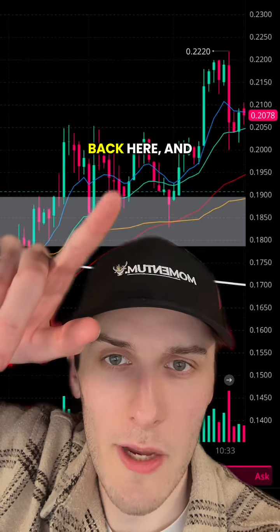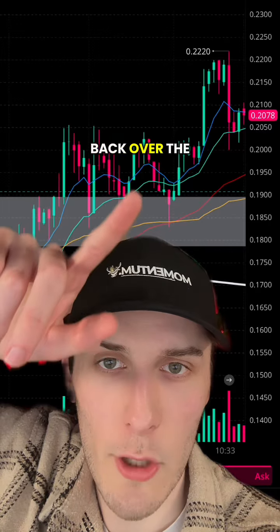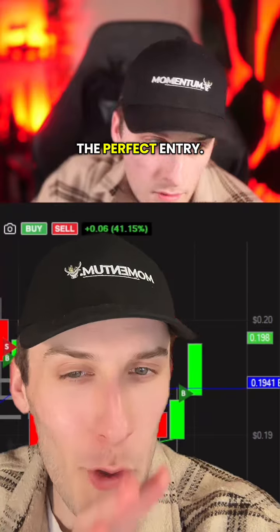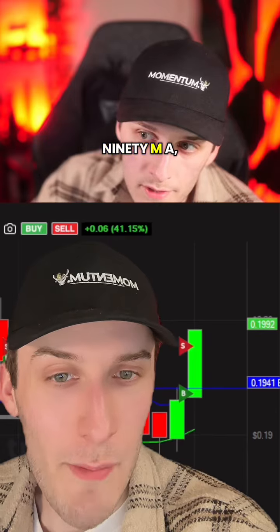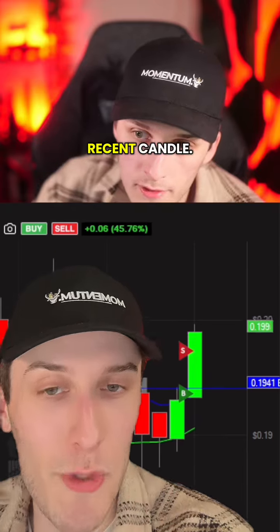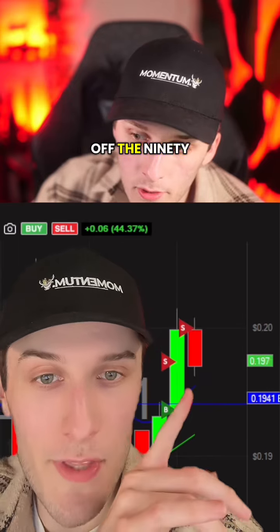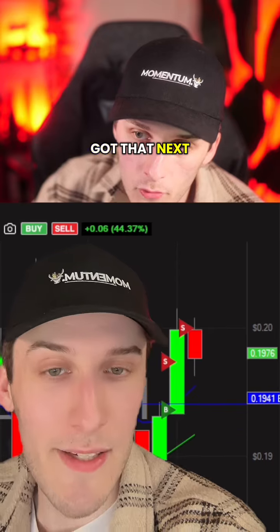So price pulls back here, and as buyers step back in here, back over the 9 and 20 EMA, that's my signal for entry. Whereas you can see nailed the perfect entry as we pop back over that 9 EMA, stop loss goes at the bottom of this most recent candle, and then as price tracks higher, just selling up into strength and raising my stops off the 9 EMA until eventually got that next leg higher.